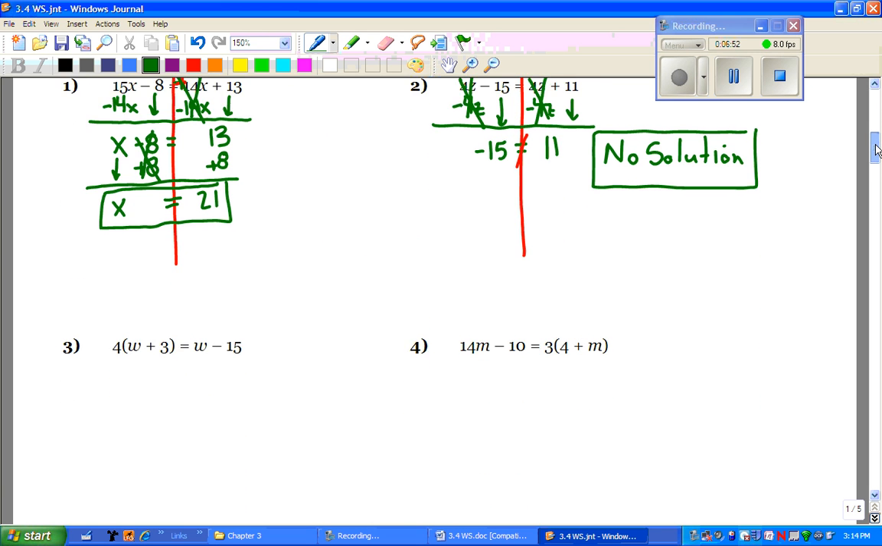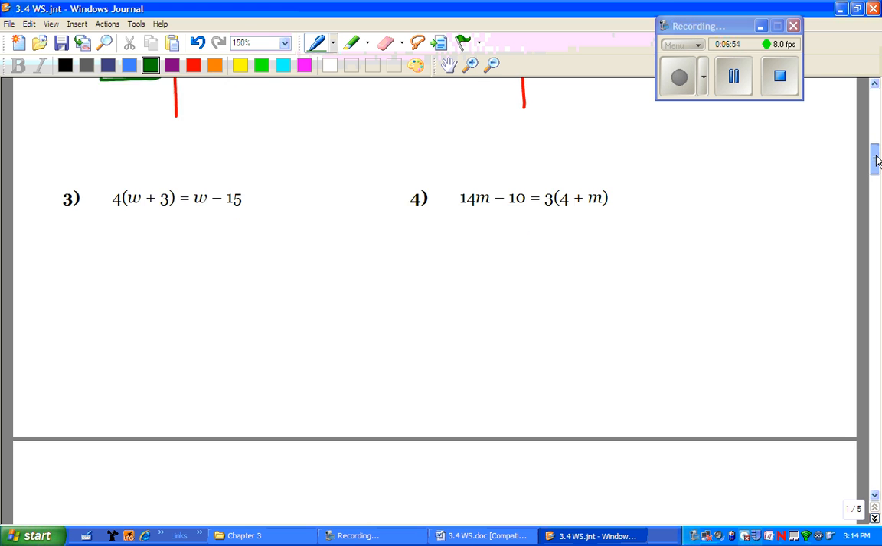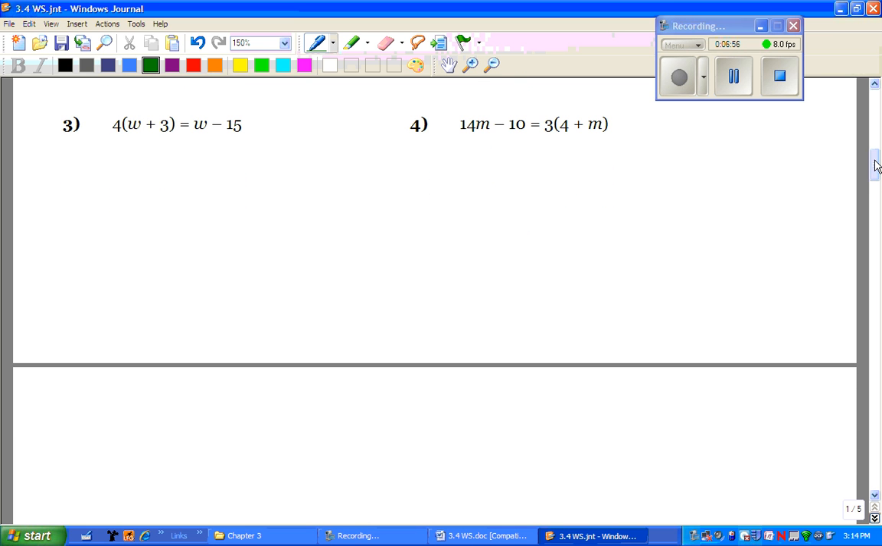Let me go ahead and make up an example right now of something that we would have. Actually, you know what? Let's go ahead and do number 3 right here. Draw my line. This one requires, looking on the left-hand side, that we distribute right here. What's 4 times w? 4w. 4 times positive 3 plus 12. Bring down my equal sign, and on this side, we did not have to distribute or combine like terms.